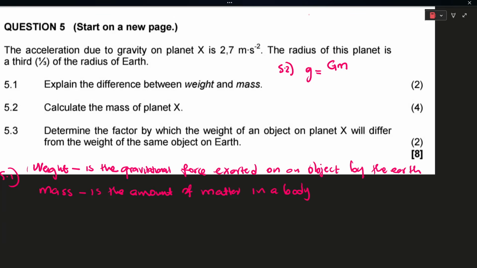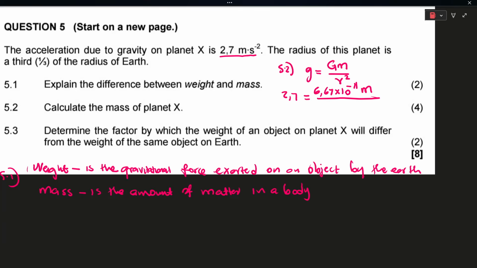g equals GM over R squared. That acceleration due to gravity, we know is 2.7. So we're going to replace it here. 2.7 is equal to, and then what is G? That is 6.67 by 10 to the power negative 11. Remember, you're looking for the mass of planet X, you're looking for that M.